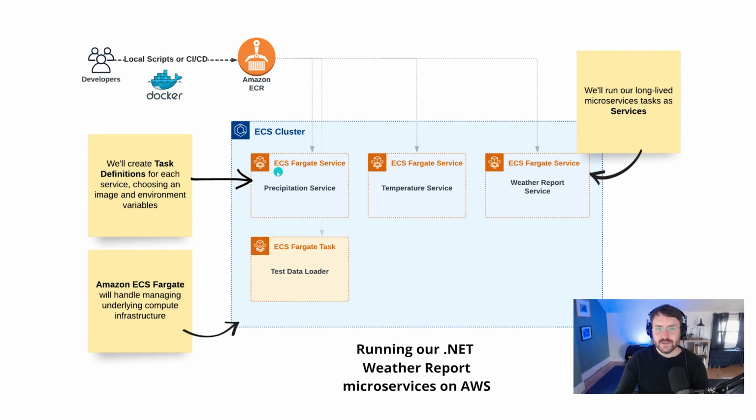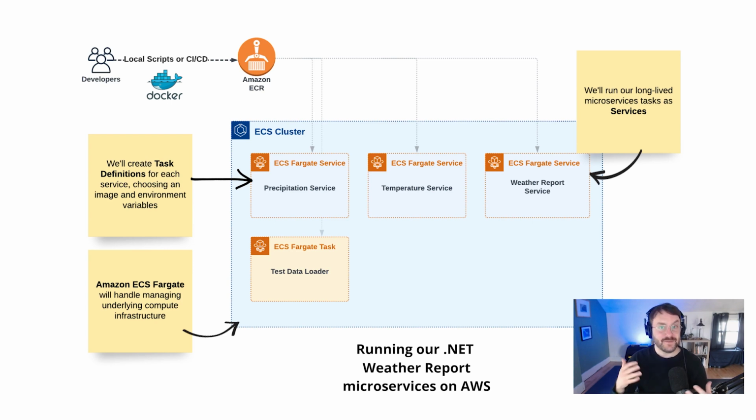So within our ECS cluster, we're going to essentially create what ECS calls task definitions. These task definitions will essentially say, hey, give me this particular Docker image that's referenced in Amazon ECR, and we're going to run this as a Fargate task using an ECS service. So there are a number of different ways to orchestrate containers and to set up these task definitions in ECS.